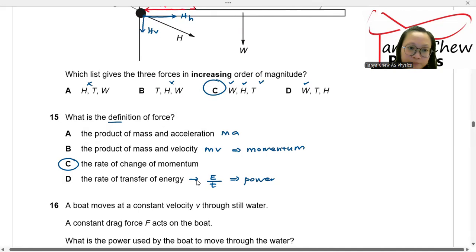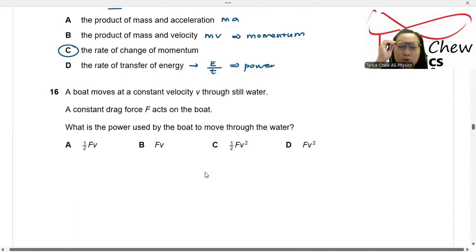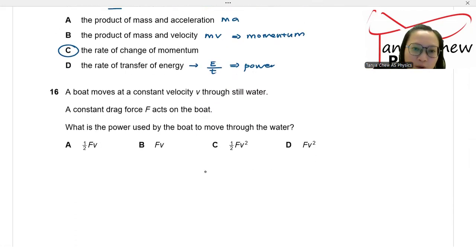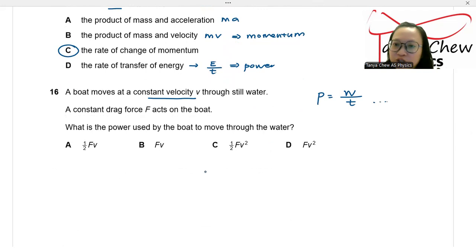C is the answer. Number 16, a boat moves at constant velocity. I want you to remember constant velocity V through still water. A drag force F acts on the boat. What is the power used by the boat to move through the water? Power, still remember, power is equal to work done divided by time. Definition of work, work is equal to force times the distance moved in the direction of force. Sub into the equation, force, distance moved in the direction of force.